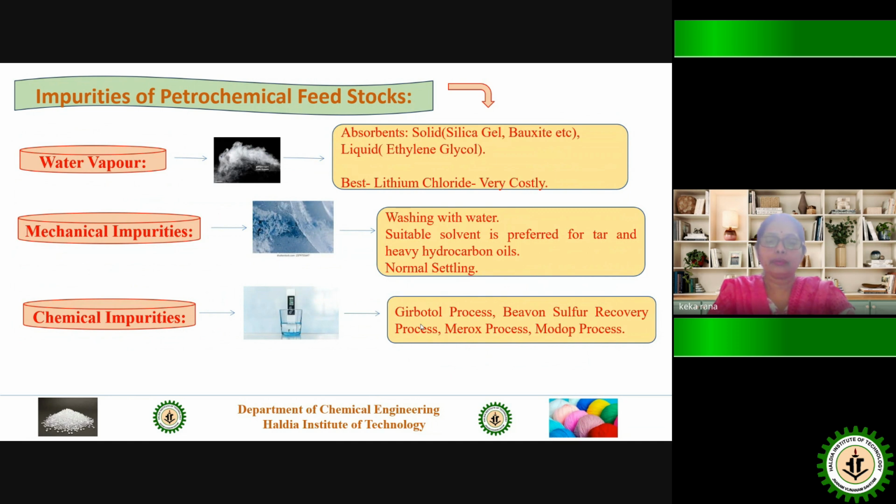The very famous solvent name that comes to my mind right now is ethanolamine.